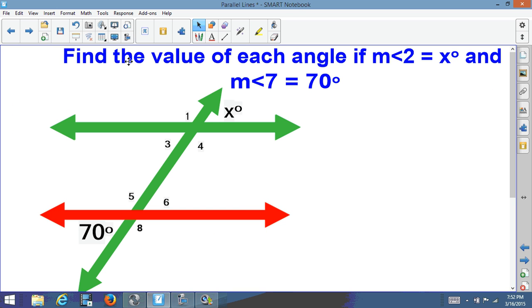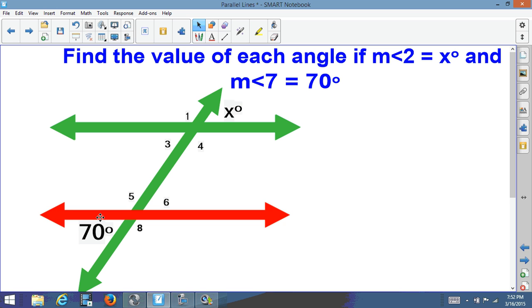So with that information, let's find the value of each angle if m, which stands for the measure of angle 2, is equal to x degrees, and the measure of angle 7 equals 70 degrees. So we have all these angles here. Angle 7 is down here, it's 70 degrees. Angle 2 is up here, it's x degrees.